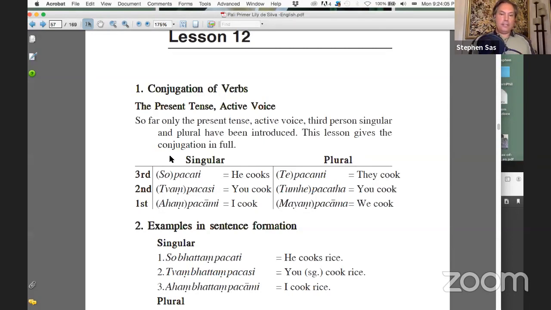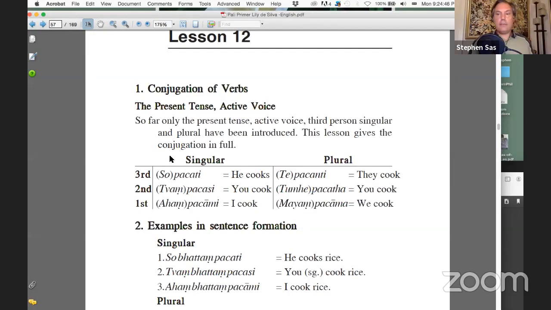And so already we have here these 6 new pieces of information. And then of course we have the personal endings, the endings that indicate which person we're talking about. So we have pachami, I cook, pachasi, you cook, and pachati, he cooks. So it's important to notice that the first person has a strengthening of that a, pachami, I cook. It's also strengthened in the first person plural, mayang pachama, we cook. Okay, and then second person plural, pachata, and pachanti, which you know.